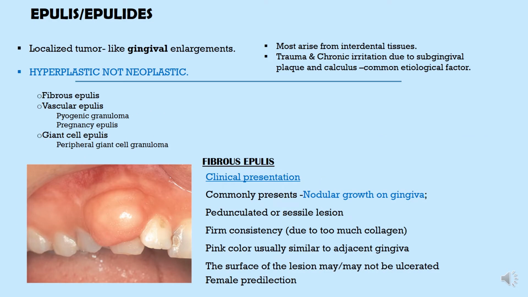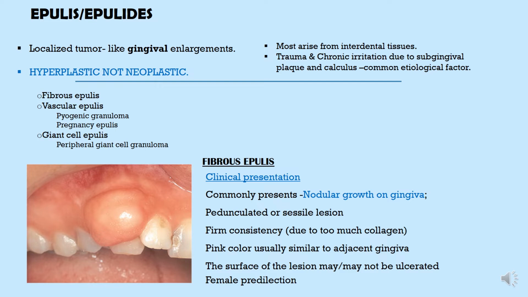Okay, so let's look at epulis or epulides. As I mentioned, they are localized tumors like gingival enlargements. They mostly arise from interdental tissue. Etiology is trauma and chronic irritation due to subgingival plaque and calculus, and they are hyperplastic, they are not neoplastic, right? So this is the category which I had just described.